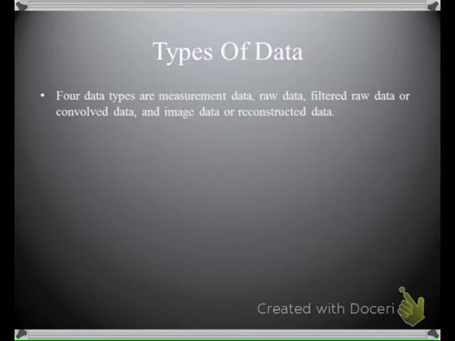So we also find that there are different types of data in terms of CT, and depending on what process it's in will depend on what type of data it is. There are 4 types of data. There's measurement data, raw data, filtered raw data or convoluted data, and image data or reconstructed data.